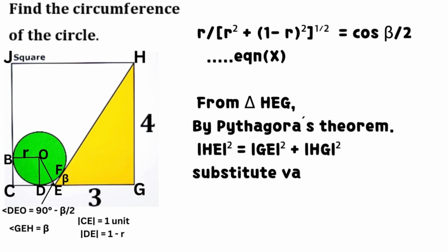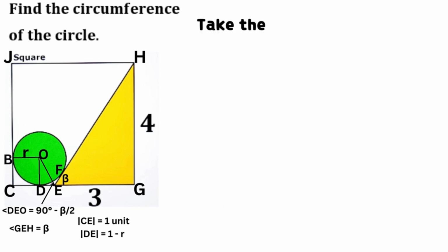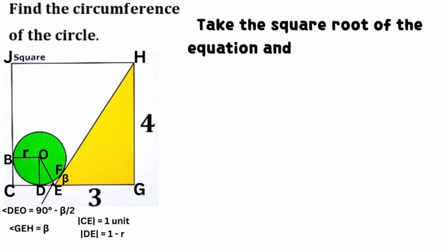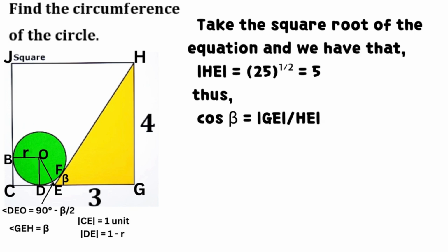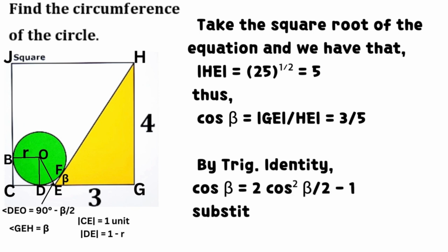From triangle HEG, by Pythagoras' theorem, the square of HE equals the sum of the square of GE and the square of HG. Substitute values. We have that the square of HE equals the sum of the square of 4 and the square of 3, which equals 25. Take the square root of the equation and we have that HE equals the square root of 25, which equals 5. Thus, cosine beta equals GE divided by HE, which equals 3 divided by 5.